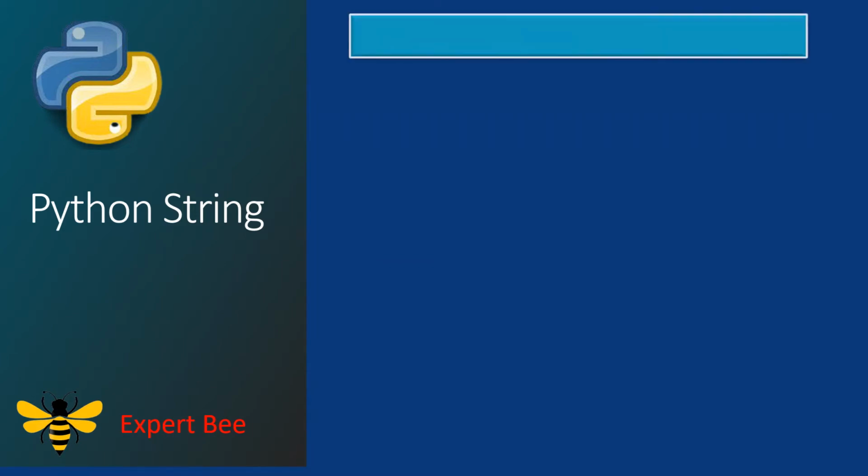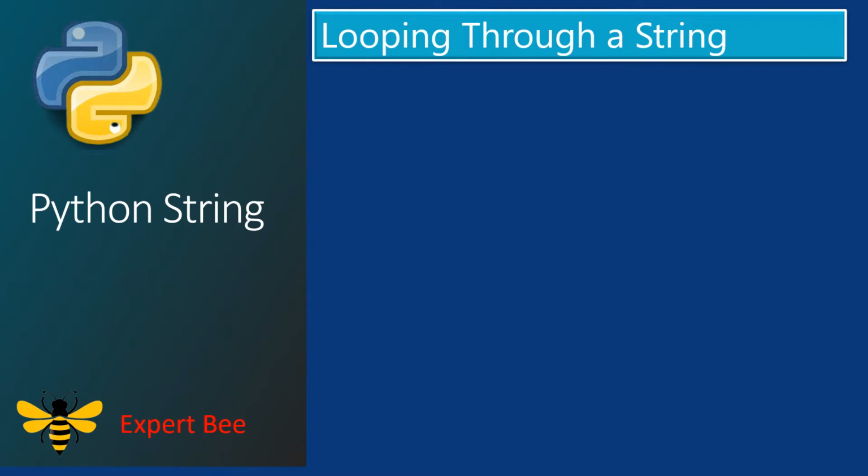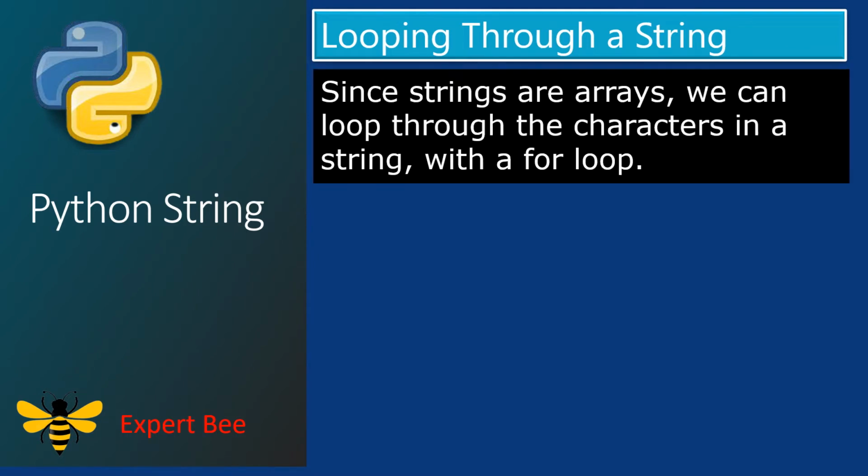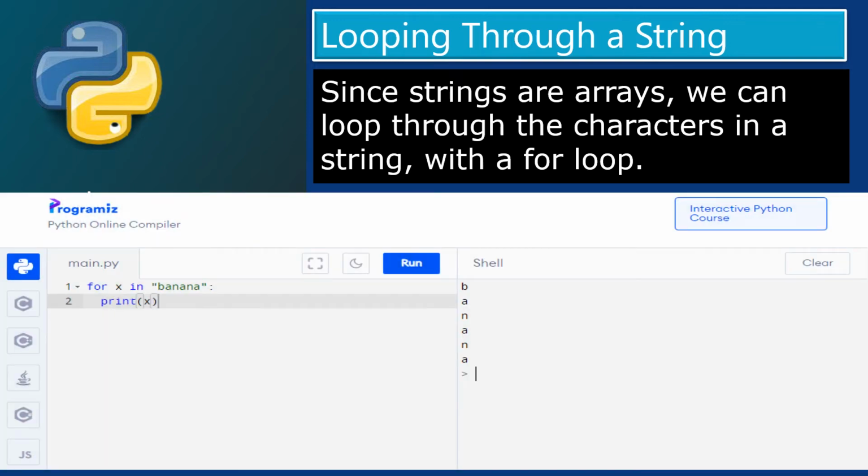Now we will see how to loop through a string. Since strings are arrays, we can loop through the characters in a string with a for loop. Use the online compiler, type for x in "banana": then press enter, type print x. After pressing the run button, you will get B A N A N A on different lines as the output. This example shows how a string is an array and how we can loop through each character.